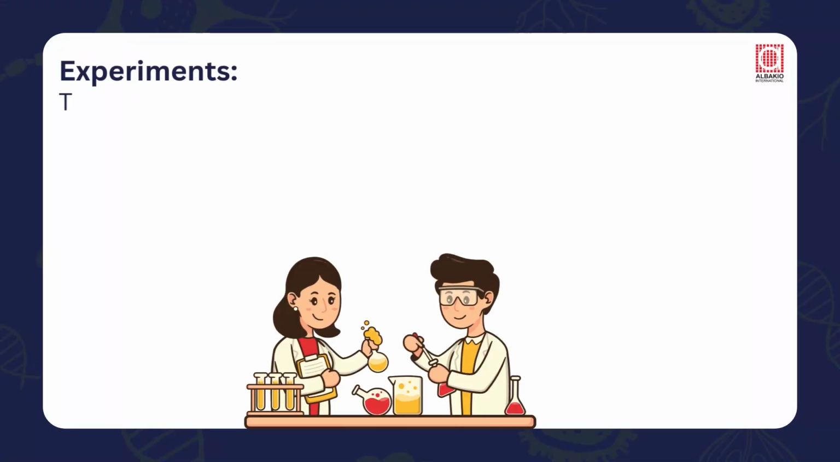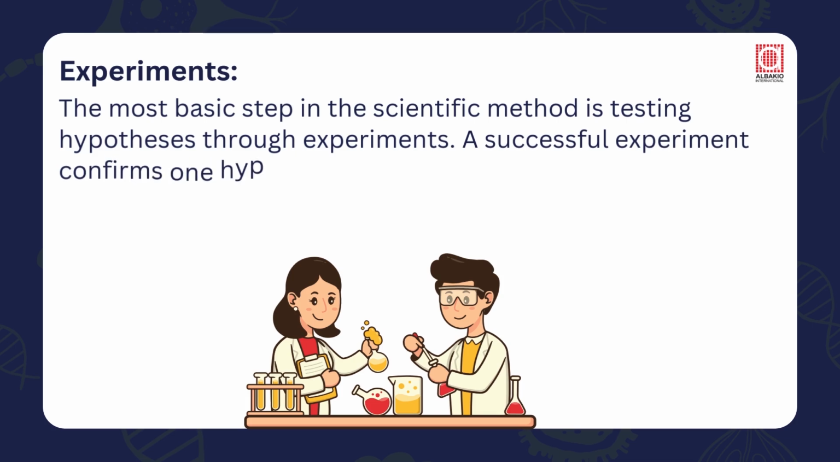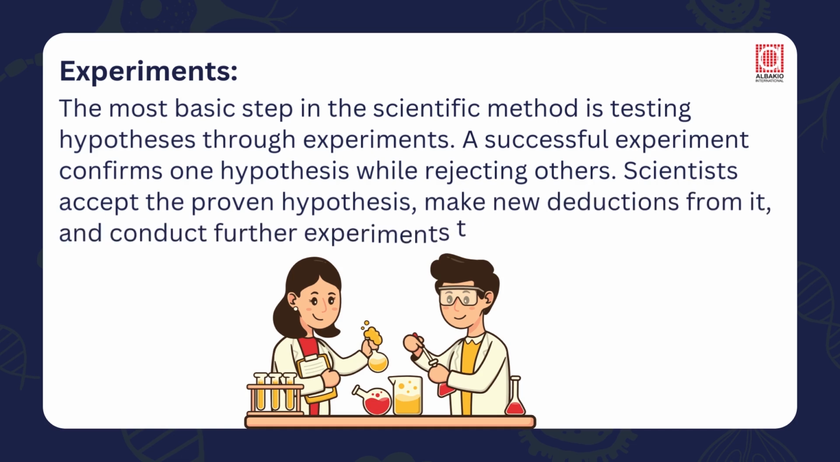Experiments. The most basic step in the scientific method is testing hypotheses through experiments. A successful experiment confirms one hypothesis while rejecting others. Scientists accept the proven hypothesis, make new deductions from it, and conduct further experiments to verify its accuracy.